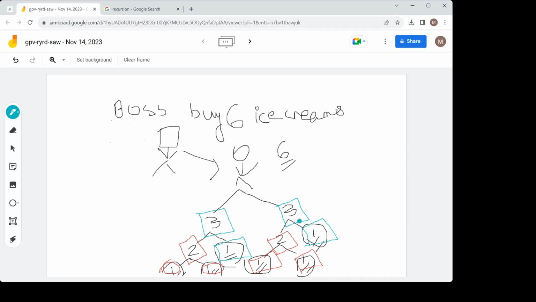And when my friends have three ice creams each, they give me the ice creams, and I finally have all the six ice creams that I needed to buy for my boss. This is what recursion means, or this is what happens when we say recursion in computer science.